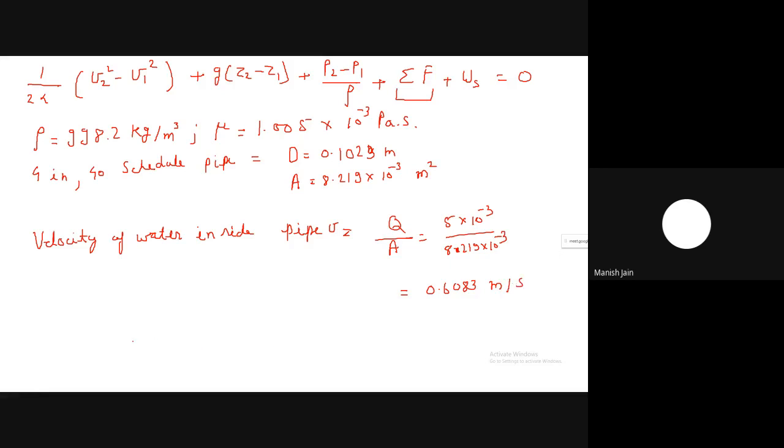Now you can calculate the Reynolds number, NRe, that is equal to dV rho by mu. All values are written here. You just have to substitute the values from the above mentioned quantities. 0.1023, that is the value of the diameter of the pipe, multiplied by 0.6083, this is the velocity, multiplied by 998.2, that is dV rho by mu. This is the Reynolds number equal to dV rho by mu.